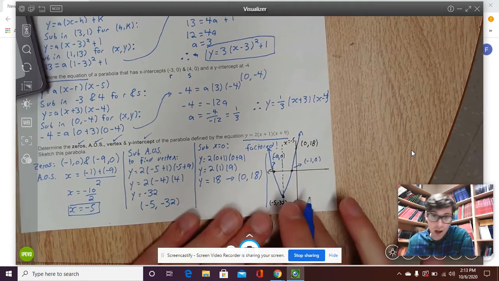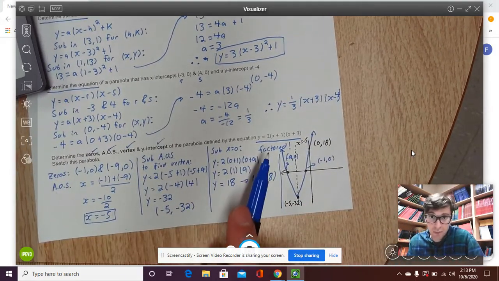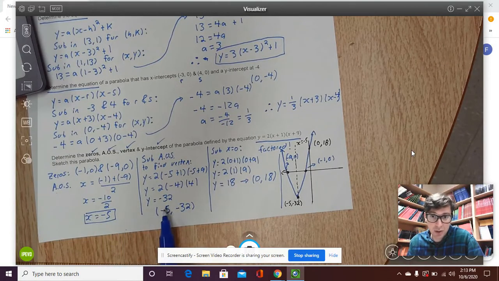So the idea of this last question is when I have a parabola in factored form, with a little bit of algebra, I can find out all the key information I need to draw a pretty good sketch of this parabola. So that's a review.